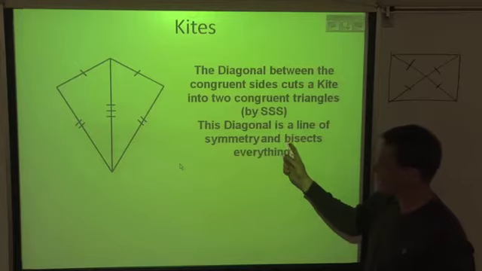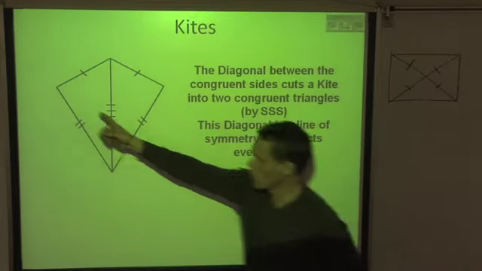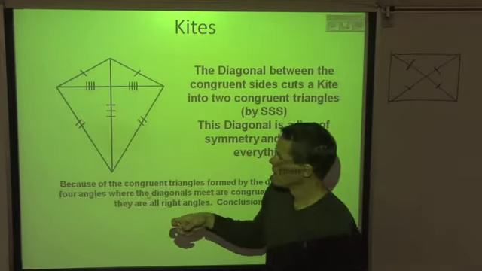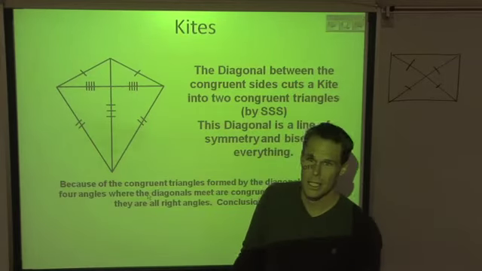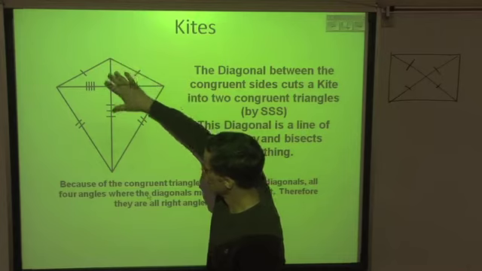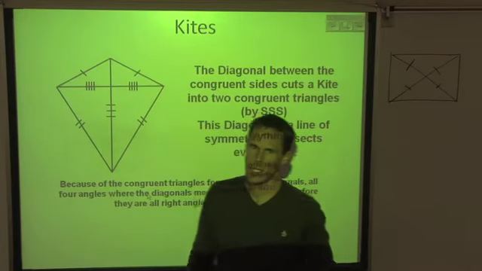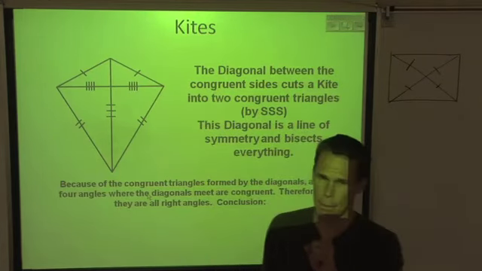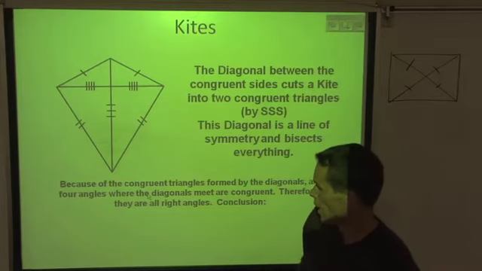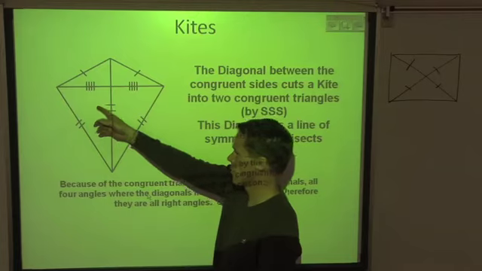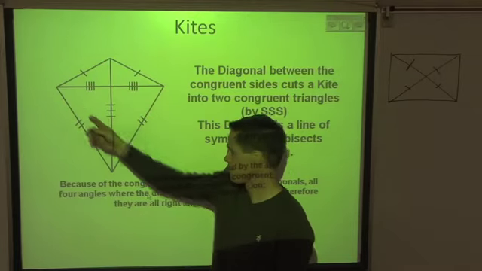So, if it bisects everything, let's throw the other diagonal on, and we have to recognize it's cutting this diagonal as well. Now, short, long. The first diagonal is not being bisected. Only the second one is. And it's causing a bunch of congruent triangles in here.